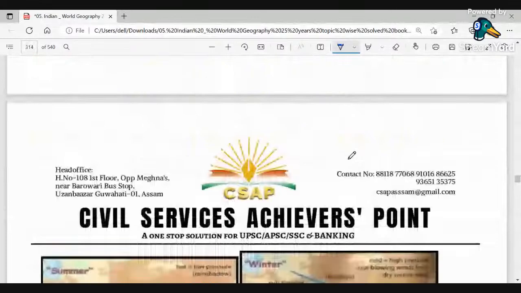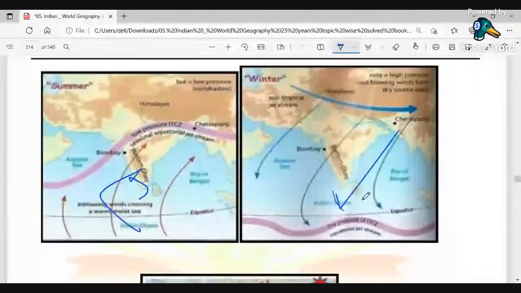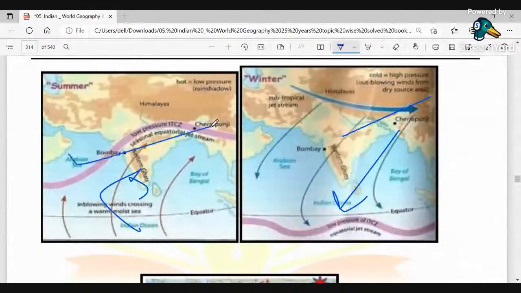Okay, so you can see the diagram that I have drawn. This is the southwest monsoon. This is the retreating monsoon, which is known as the northeast monsoon. This is during the winter season. This is during the summer season. So obviously, the ITCZ goes up during the summer, and during the winter season, the ITCZ goes down, leading to low pressure.